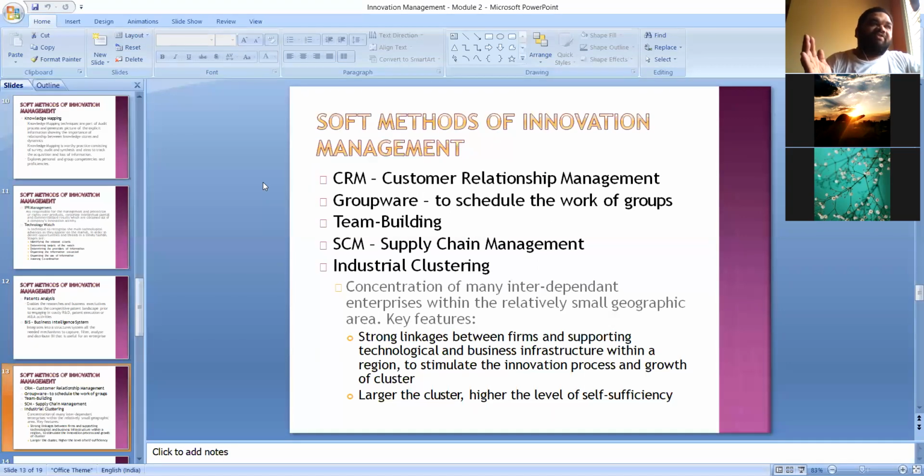Okay, in the same way, what is happening here is it is going to schedule the work of groups. It is going to have a clear picture of to whom the work has to be assigned, to whom the work has to be designated, in a group, on a daily basis, on a weekly basis, without any work burden. So that is what we call the groupware. So what is groupware here? Groupware means to schedule the work of groups.